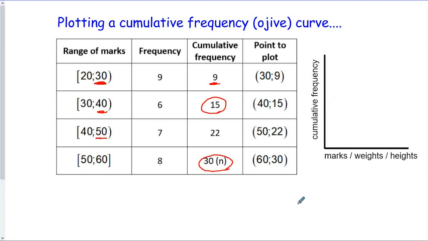The normal shape, and I'm not drawing this one accurately, of one of these cumulative frequency curves is a kind of elongated S. The last point that we plot is always N. We always plot the marks, the weights, the heights, whatever they are, on the horizontal axis and our cumulative frequency on the vertical axis.